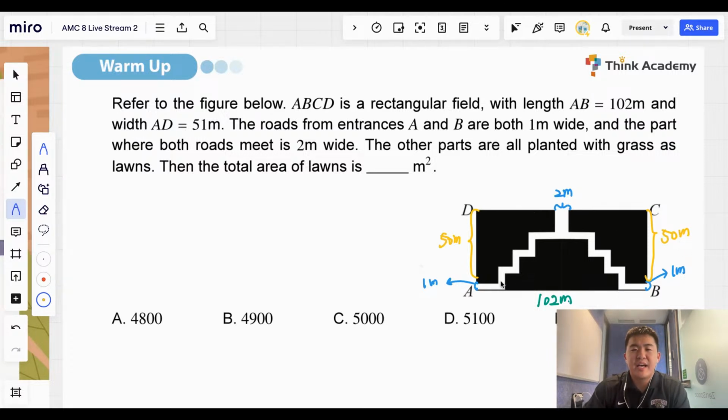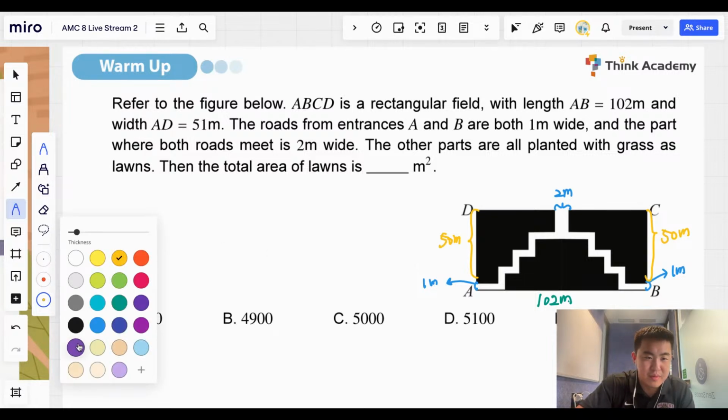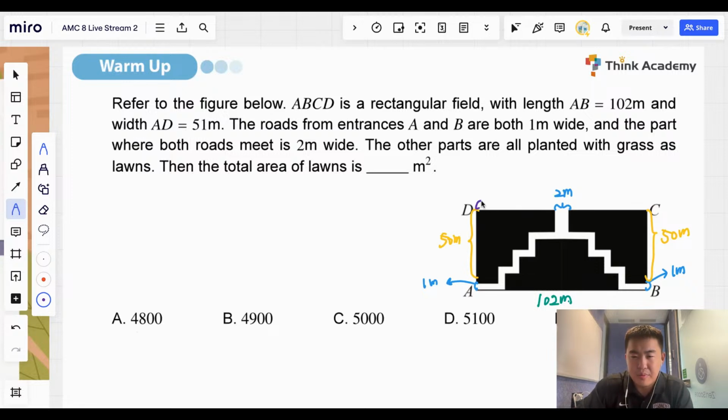Given that AB equals CD, which is 102 meters, and the entrance where the two roads intersect is 2 meters, we know from D to this gap, it should be 50 meters. And same thing here to C, it should be 50 meters. So 50 plus 2 plus 50 add up to 102, which satisfies the given condition.